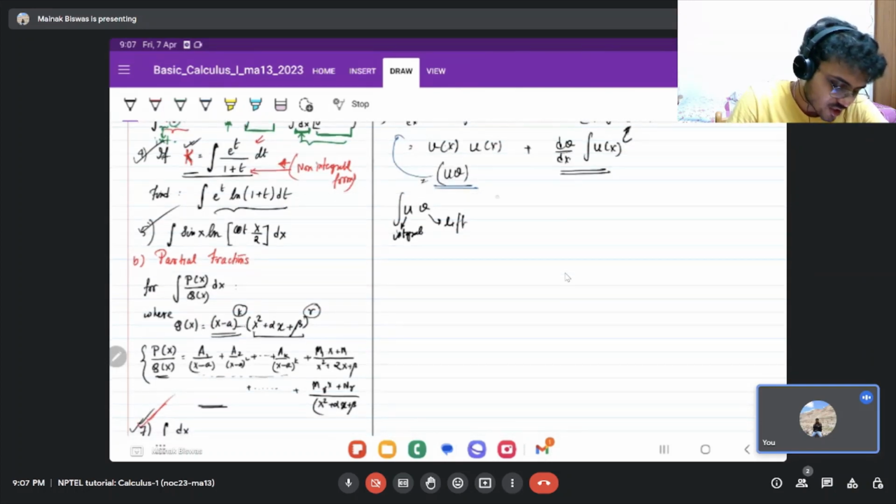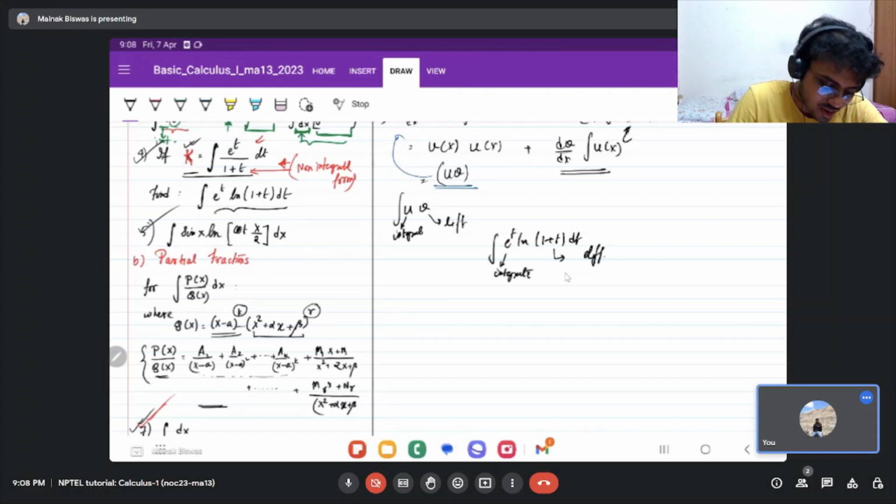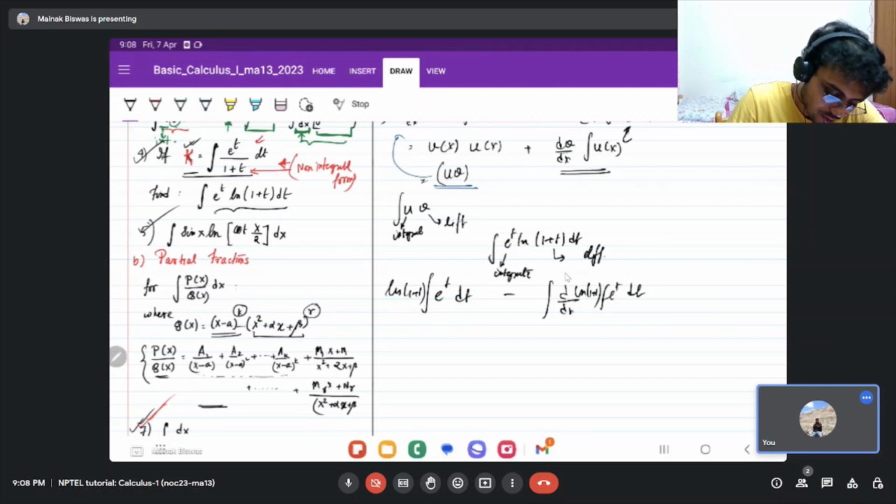So for example, this function, the integral of e to the power t log of 1 plus t dt. This is easy to integrate, as the integral of e to the power t is e to the power t, and this is easy to differentiate. This is equal to e to the power t log of 1 plus t. You keep the first part the same, and the integral of e to the power t dt, and d/dt of log of 1 plus t is, let's write it down, d/dt of log of 1 plus t.